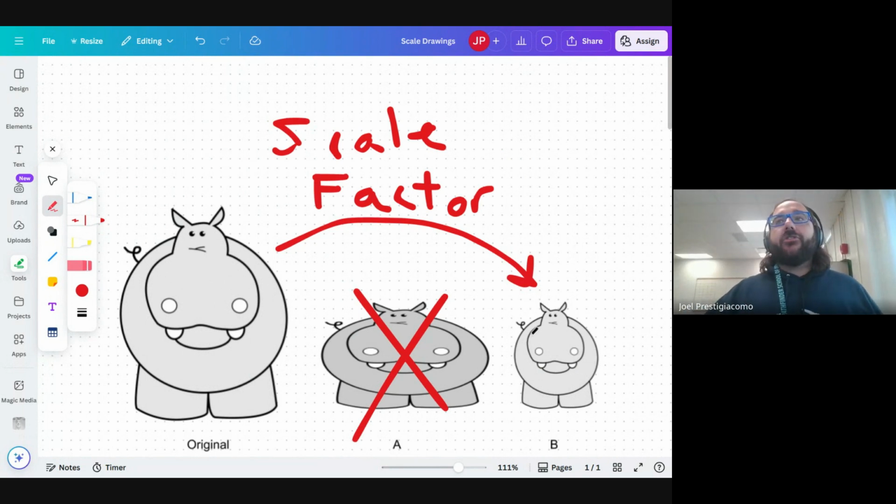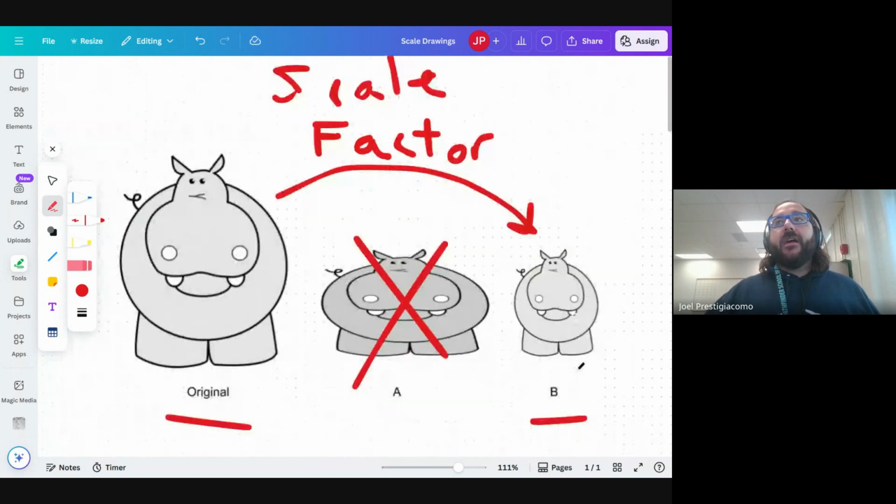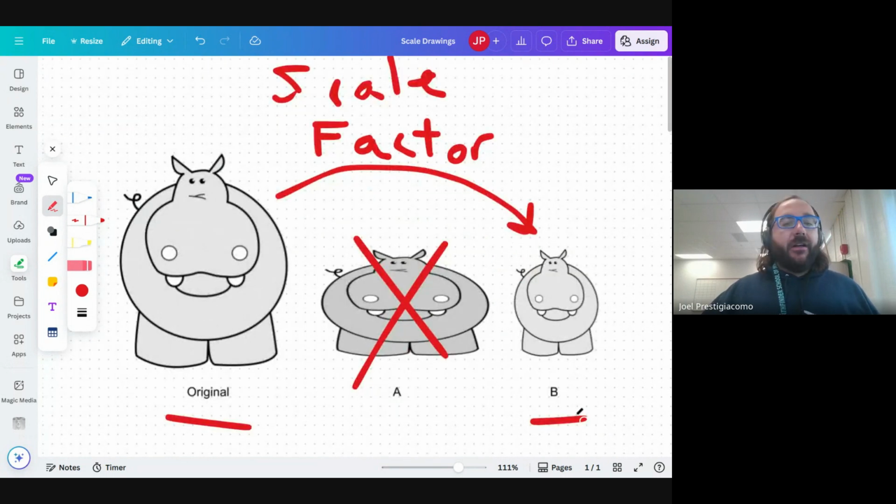It's also possible to shrink, like we see here. Again, our original is this larger hippo, and then we have B being smaller. Our scale factor can also be a fraction less than 1, for instance 1/2. So it becomes half the size that it was before, or a third the size, or a tenth of the size. We can scale down that way. But it's about multiplication. We are always multiplying, going from the original to the next.